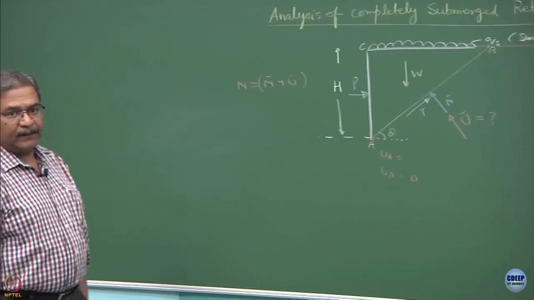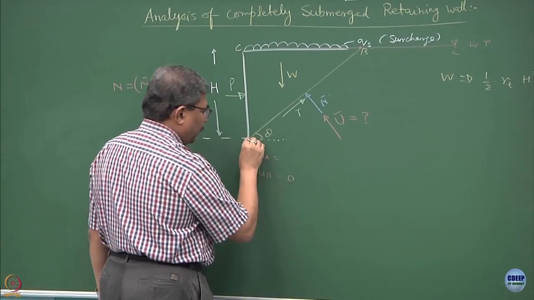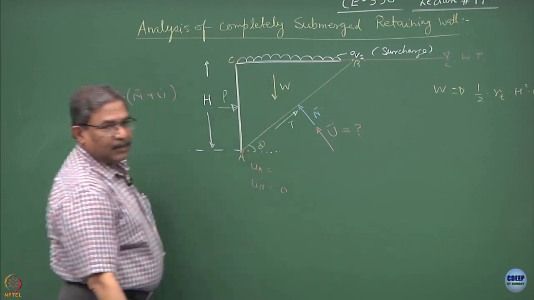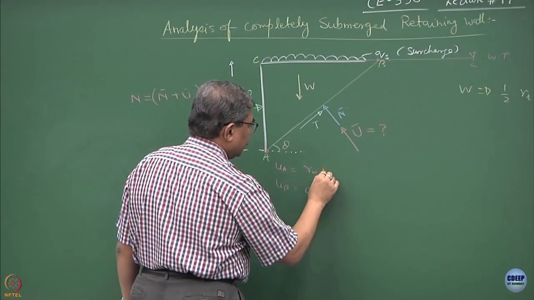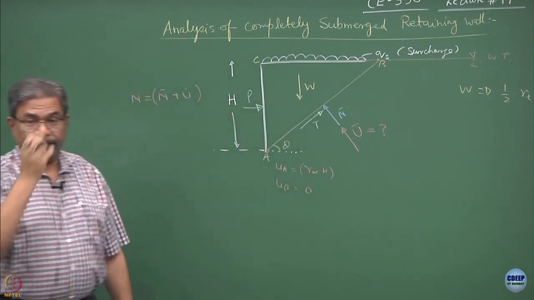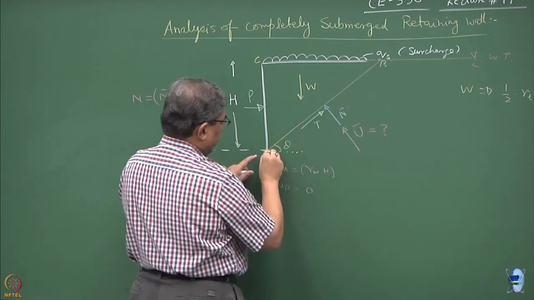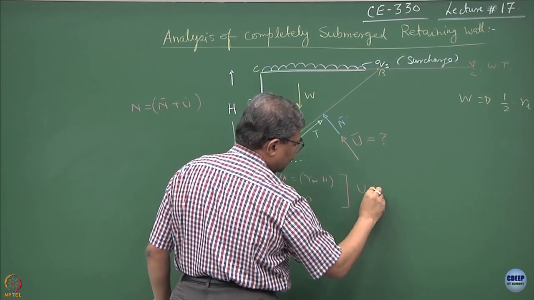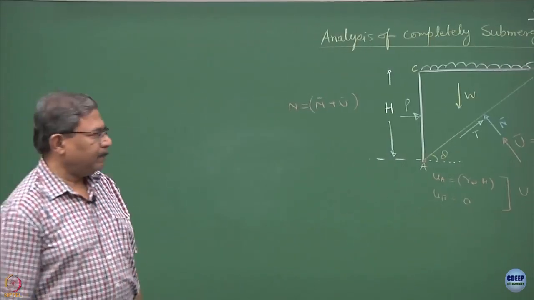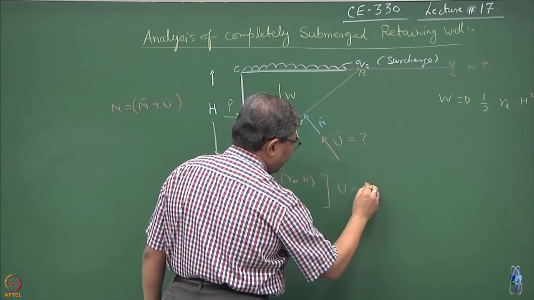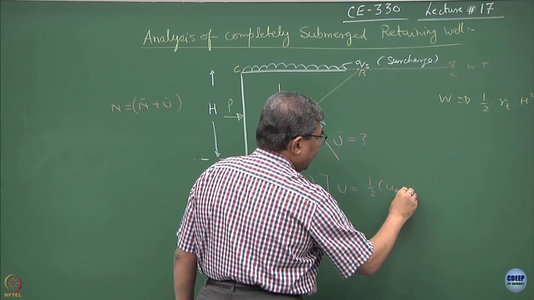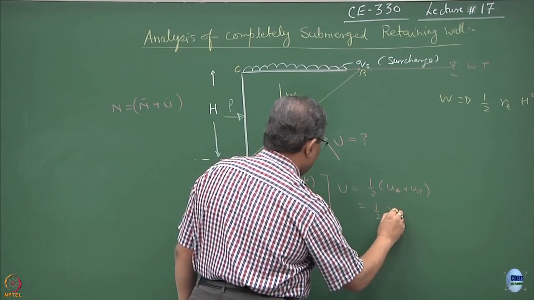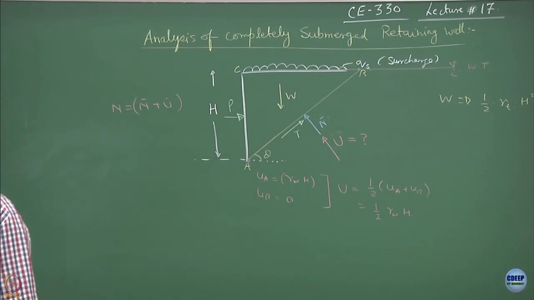And what is the pore water pressure at point A? If I put a piezometer over here, the height of the rise in the piezometric tube would be h. So, this will be equal to gamma w into h. So, the variation of the pore water pressure from B to A is triangular, starting from 0 and attaining a value of gamma w h. If I want to define u as the force, you need not write it as a prime. u will be equal to the average of u A and u B. So, this is equal to half into gamma w into h. This is in the pressure form.